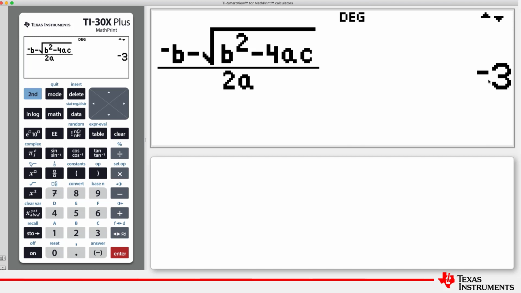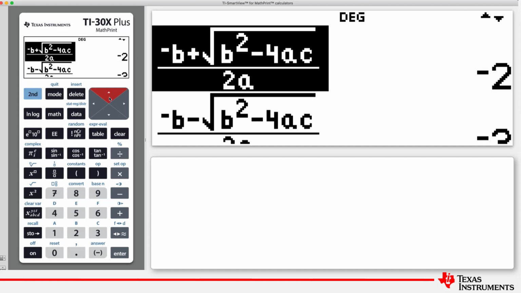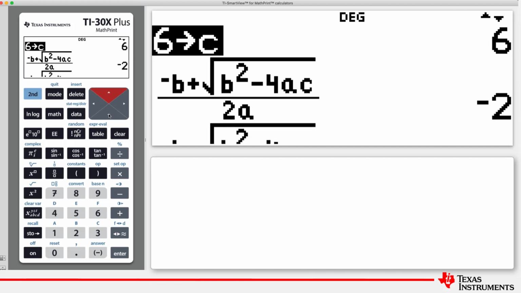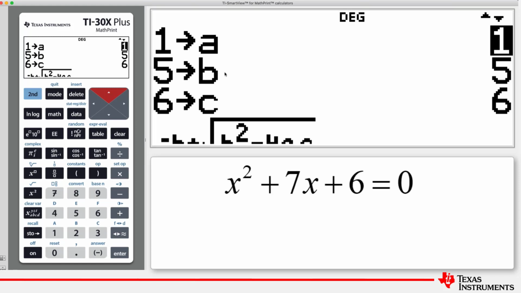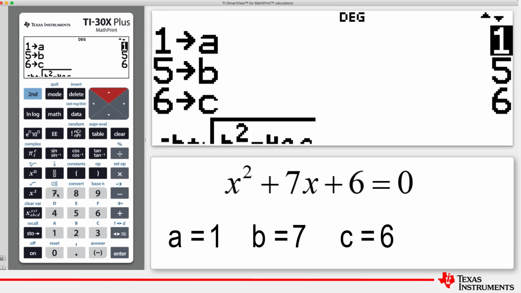Now let's go a step further. Imagine now you're solving a similar quadratic equation, but with the b value being 7. So now we want to solve x squared plus 7x plus 6 equals 0. We can do this easily by restoring the variable b as 7. So let's go ahead and do this.